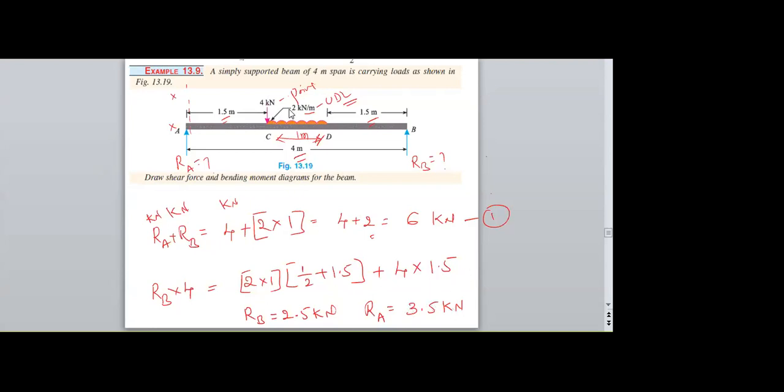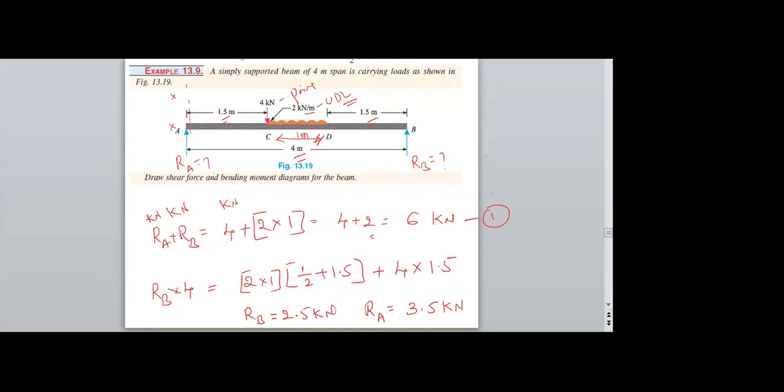Due to these two loads, it is moving clockwise. Due to RB, it is moving anti-clockwise. So anti-clockwise is taken on the right hand side and clockwise on the left hand side. Therefore, we are getting RB value as 2.5 kilonewtons. Substituting in equation 1, I am getting RA value as 3.5 kilonewtons.